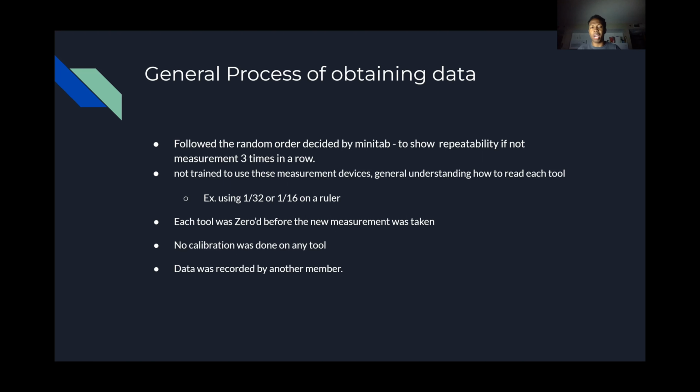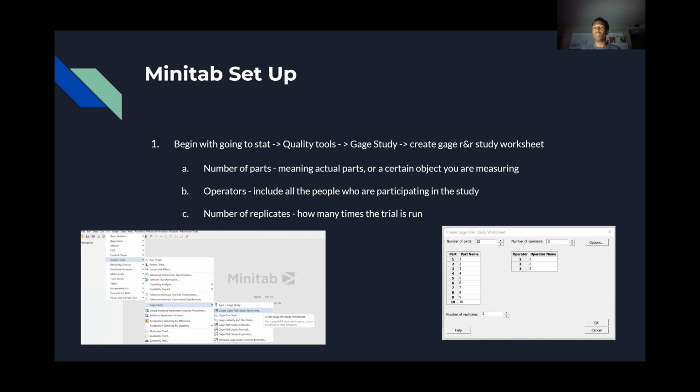And the data was recorded by another member. I put this in here because sometimes when you are putting responses like that and you're working as a team, a number could be messed up, a number could be missing, or it could be too high, too low. Just to keep that in the back of your heads, we're talking about what kind of variations could go along in this study. So we get to Minitab.